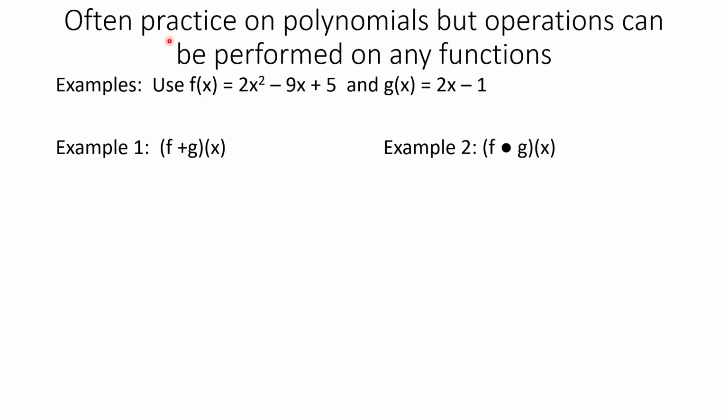So here are our given functions. We are given f of x is equal to 2x squared minus 9x plus 5, and g of x is equal to 2x minus 1. You have to be given those two functions, and then here are the problems that you would be asked to do, like add these together. I will usually skip this, but that is the interpretation of that notation. We're going to take function f and add function g to it.